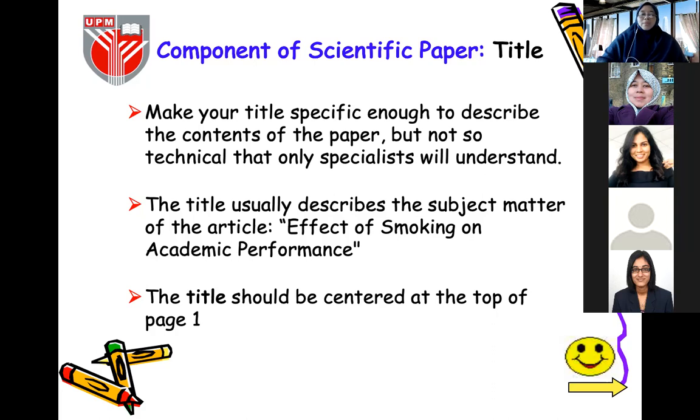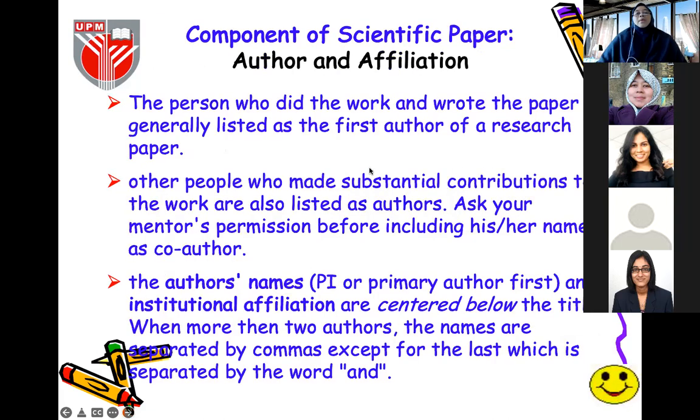The title usually describes the subject matter of the article. The title should be centered at the top. This one is format, it depends on the journal that you choose. Okay, author and affiliation. The person who did the work and wrote the paper is generally listed as the first author. Other people who made substantial contributions towards the work are also listed as authors. This one also can be relative.